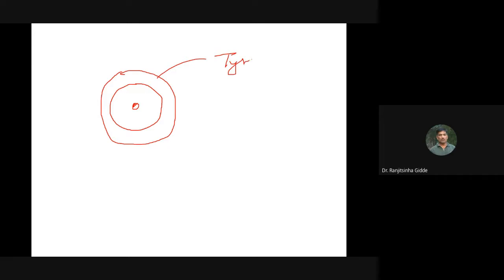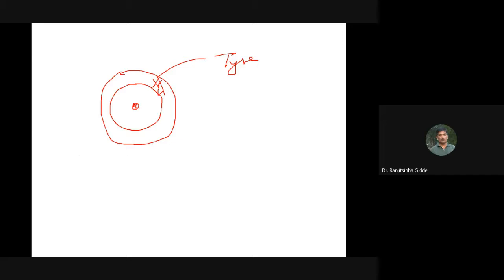So this is one disc, this one is the shaft, and above this disc a tire is provided like this, and this one is the disc or simply the ring.